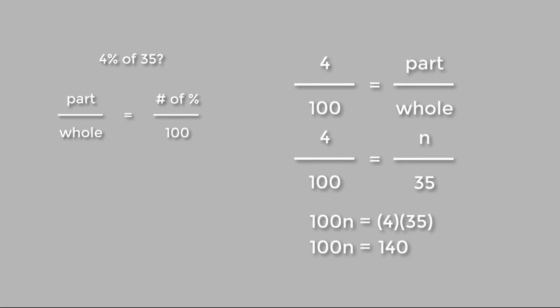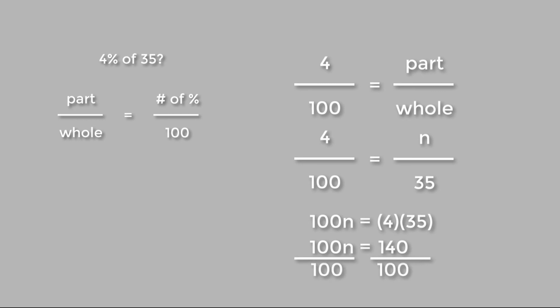4 times 35 equals 4 times 30 plus 5, which equals 4 times 30 plus 4 times 5, which equals 120 plus 20, which equals 140. And that's just so we can do that in our heads. 4 times 30, that's 4 times 3 and add a 0. 4 times 5, we know is 20. Now we divide both sides by 100.